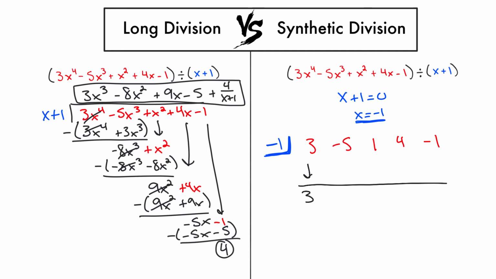I'm going to take that 3 and multiply it by -1. 3 times -1 is -3. Now I have two numbers, the -5 and -3, that are up top of the line. I'm going to add them together, get -8. Now I have a number below the line. Multiply it by -1, I'll get +8.